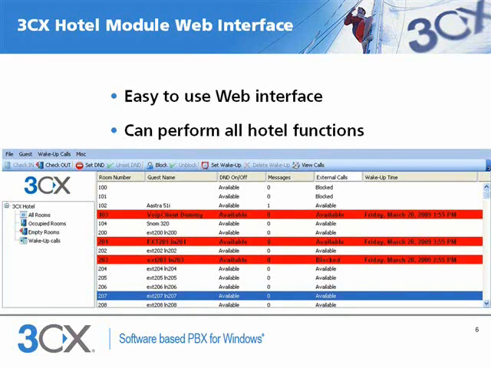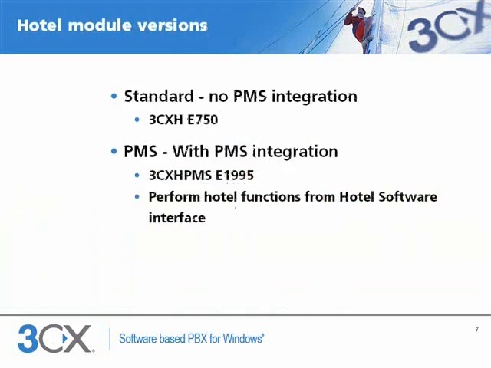The 3CX Hotel module has a web interface which allows hotel staff to perform all the hotel-related functions via a web browser. This means there is no software to install on any of the receptionist machines. 3CX Hotel module is installed on the same machine as 3CX phone system and runs on the same web server on which you have installed the 3CX Management Console.